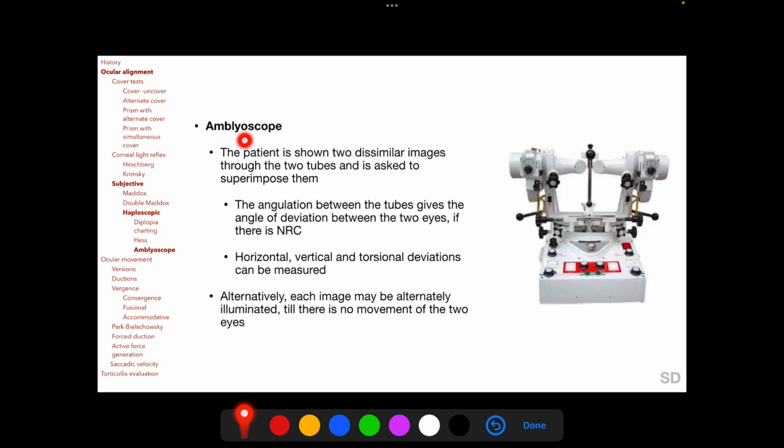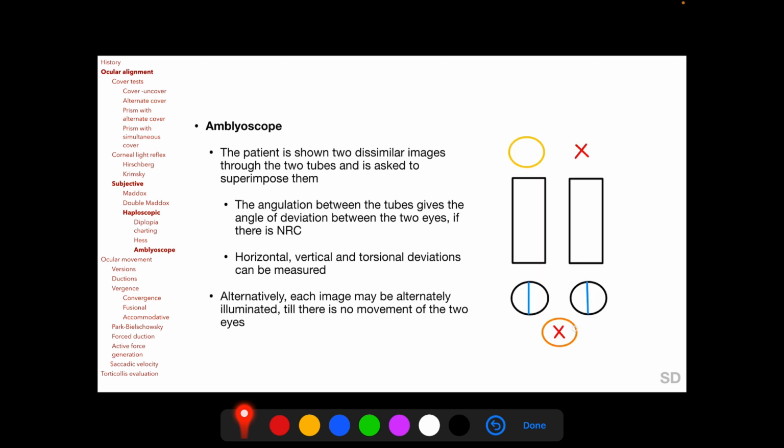An amblyoscope or synaptophore can be used for various purposes in strabismology. To measure ocular alignment, the patient is shown two dissimilar images through the two tubes of the amblyoscope and is asked to superimpose them. Then the angulation between the tubes gives the angle of deviation between the two eyes if there is normal retinal correspondence, and horizontal, vertical and torsional deviations can be measured.